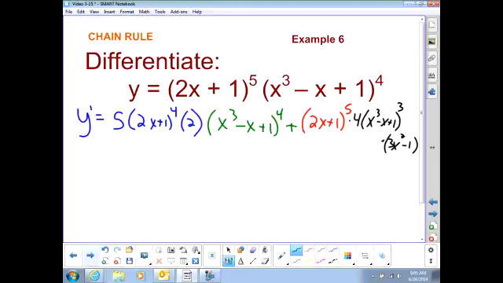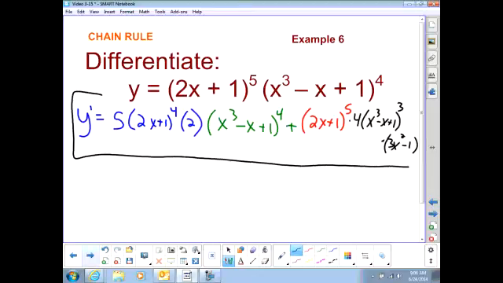And again, if you wanted to neaten that up, you could. You could multiply the 5 and the 2 together. We could bring the 4 out front there if we wanted. But if it doesn't say to do so, I would say just leave this as your final answer.